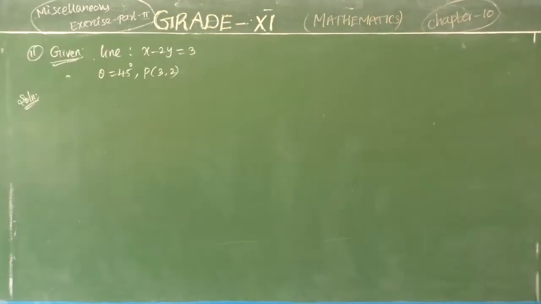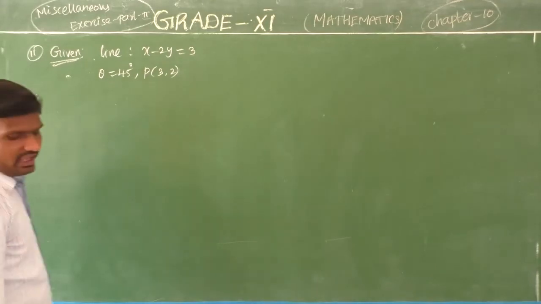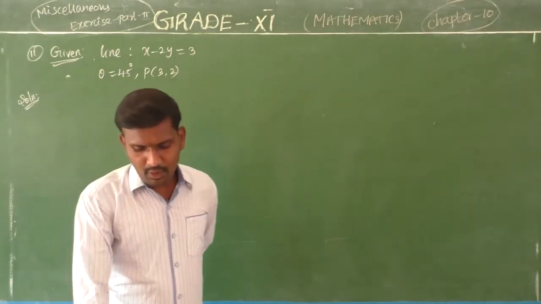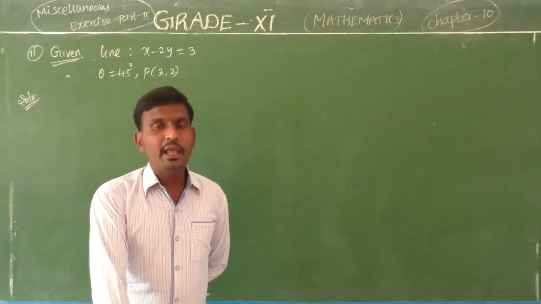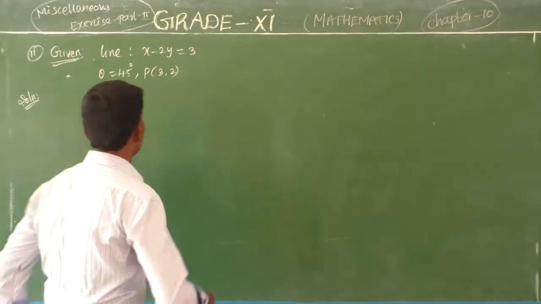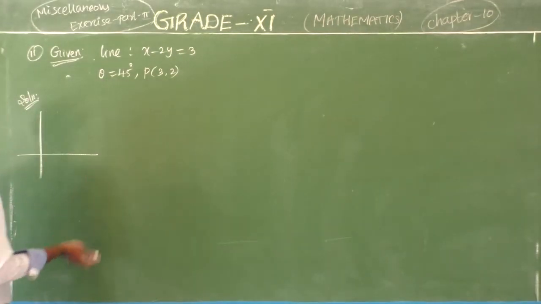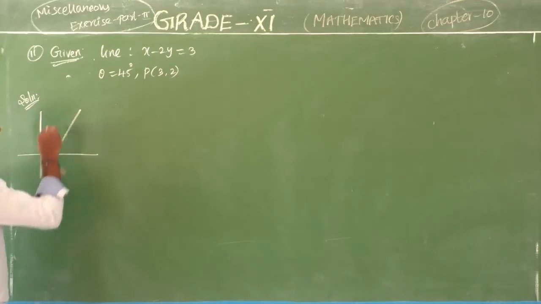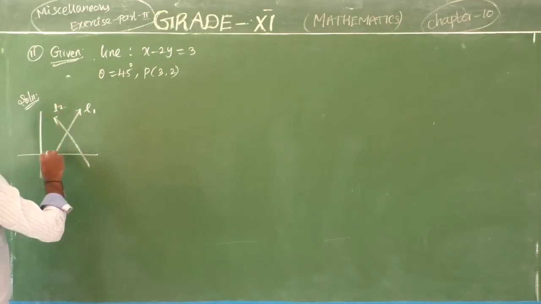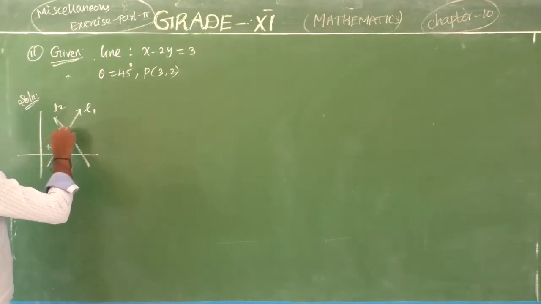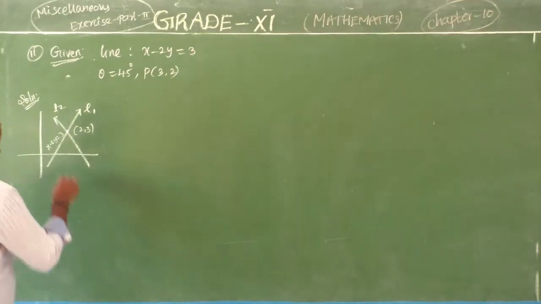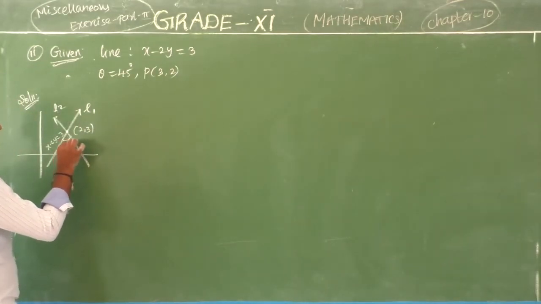And the next question. Look at question number 11. I am taking the question. Listen, students. Find the equation of the line through the point (3, 2) which makes an angle of 45 degrees with the line x minus 2y equal to 3. First I am going to give you one diagram. Here two lines are intersecting like that. This is your L1 and that is your L2. L1 is the line x minus 2y equal to 3, and this is the point of intersection (3, 2), and the angle of 45 degrees.